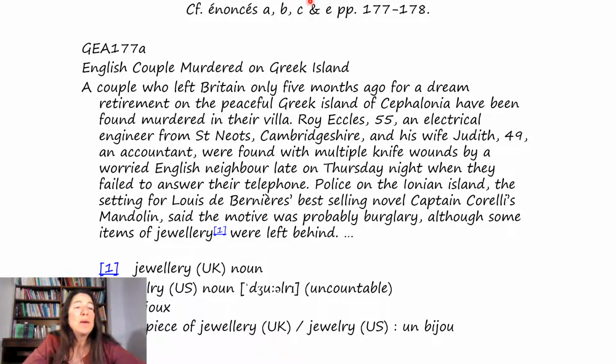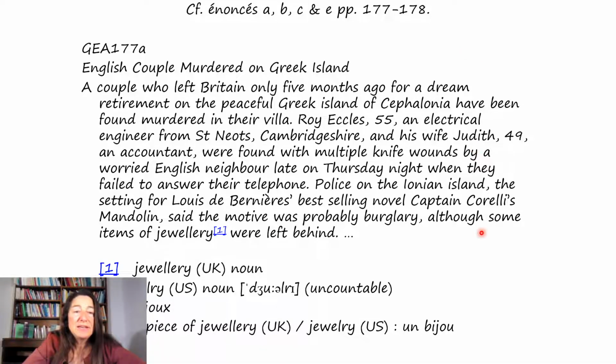Okay, so a couple who left Britain only 5 months ago for a dream retirement on the peaceful Greek island of Cephalonia have been found murdered in their villa. Roy Eclas, 55, an electrical engineer from St. Neots, Cambridgeshire, and his wife Judith, 49, an accountant, were found with multiple knife wounds by a worried English neighbor late on Thursday night when they failed to answer that telephone, etc., etc.